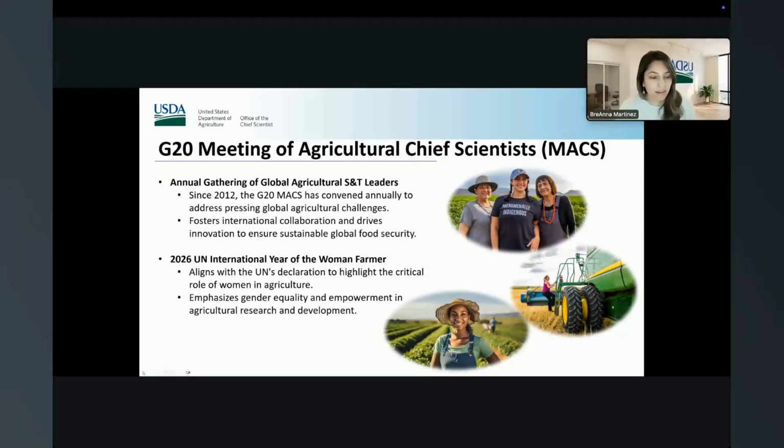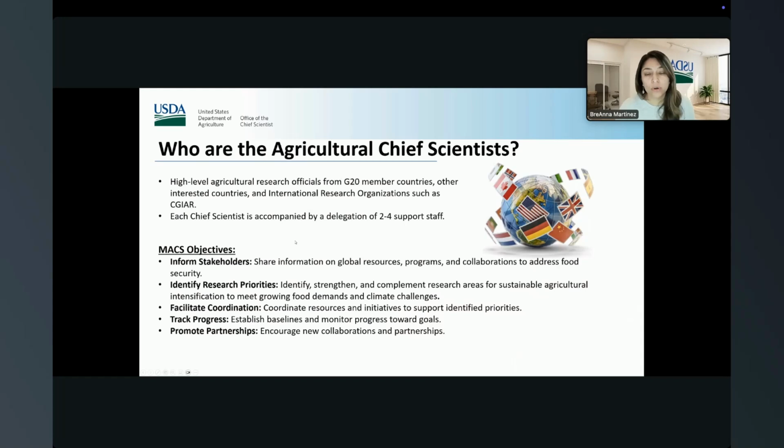Thanks, Jamie. All right. So who are the chief scientists? They are high-level agricultural research officials from the G20 member countries, such as interested countries, international research organizations, such as CGIAR. Each chief scientist is accompanied by a delegation of 2 to 4 support staff at each of these meetings, specifically the G20 MACS.